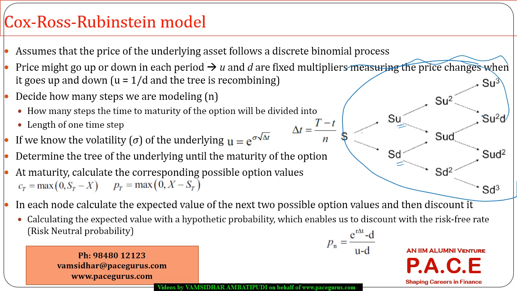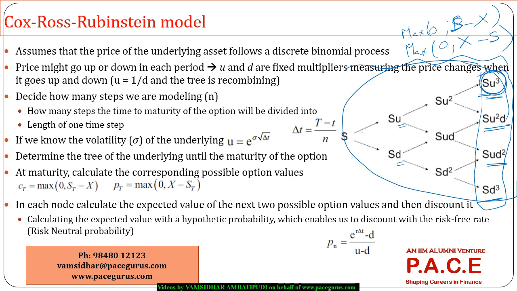And at maturity, let's say this is the maturity period. The possible prices are this, this, this and this. So these are the possible stock prices on the maturity date. Now if this is the stock price, what is the value of the option here? If it is a call option, it would be the stock price minus the strike price. If it is a put option, it is the strike price minus the stock price. I compare it with 0. If it is negative, I will take it as 0. If it is positive, I will take that as the value.